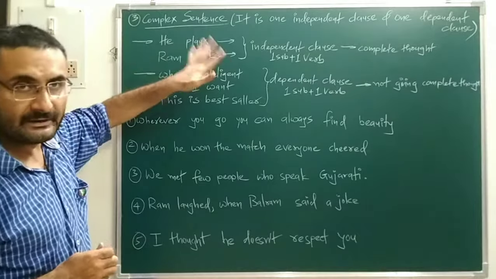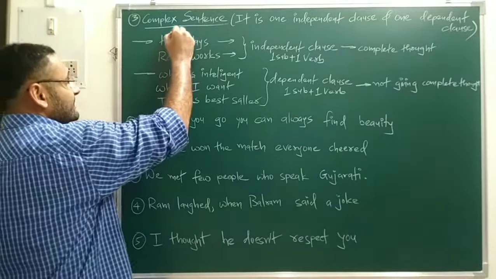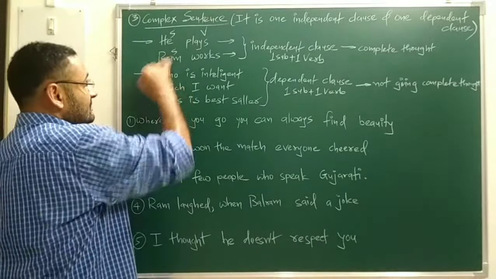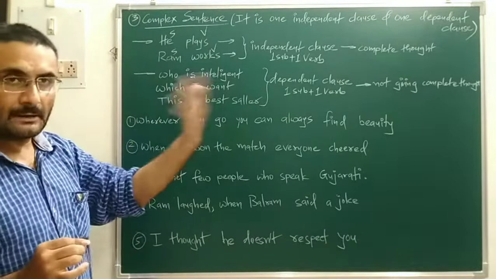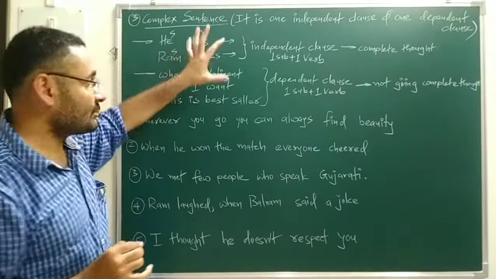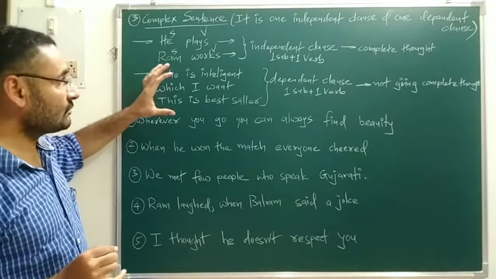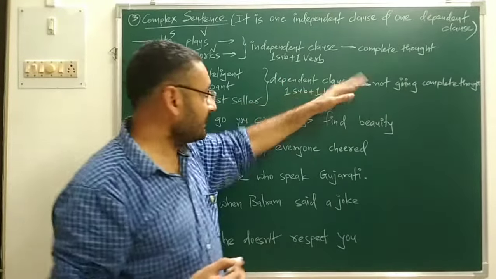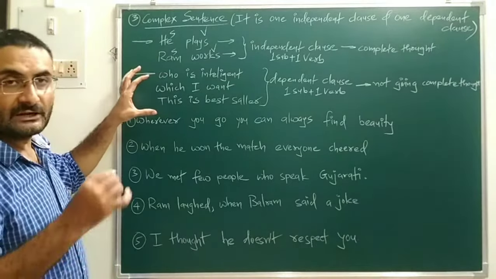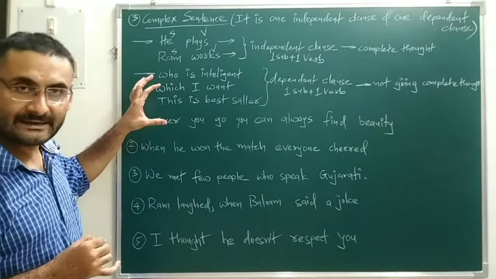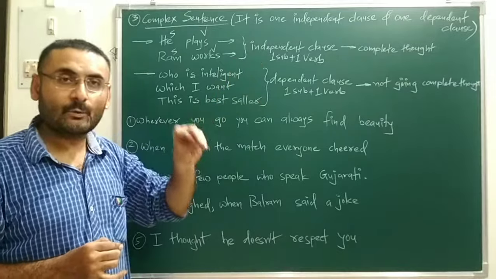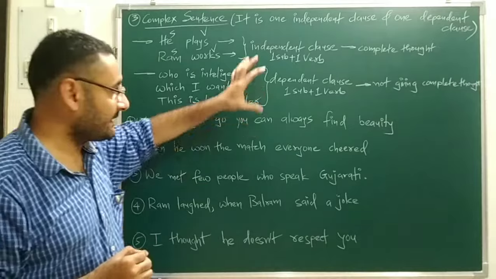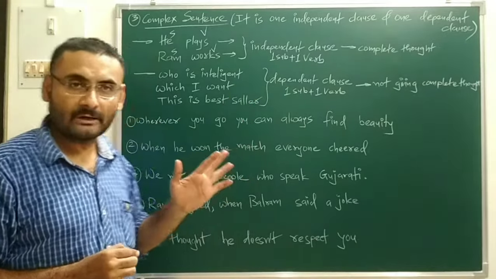Like, he plays, complete thought is given, he plays, which has one subject and one verb. Next is Ram works, that is your subject, that is your verb. Ram works, complete information is given, that is known as an independent clause. Now next is what? Dependent clause. Dependent clause means one subject, one verb, same, but that dependent clause will not give the complete thought in a sentence. That dependent clause requires another clause to give the complete information. In short, that dependent clause will not give the complete thought in a sentence.